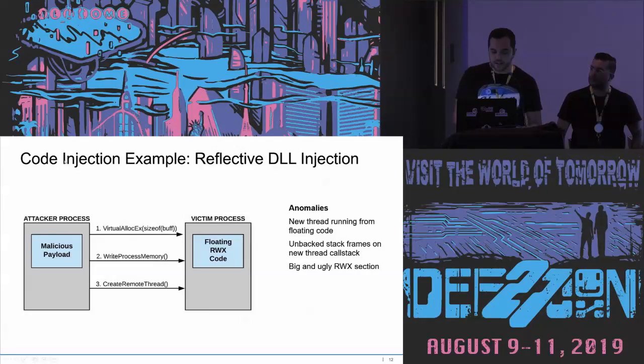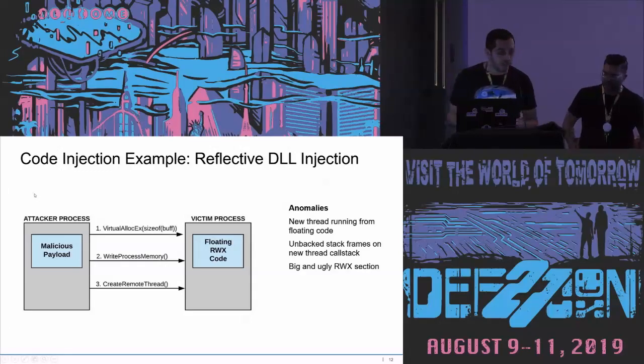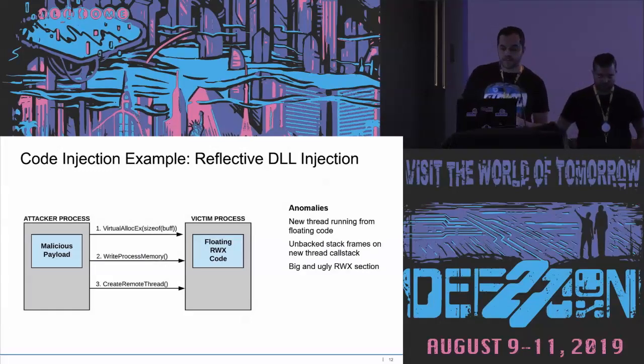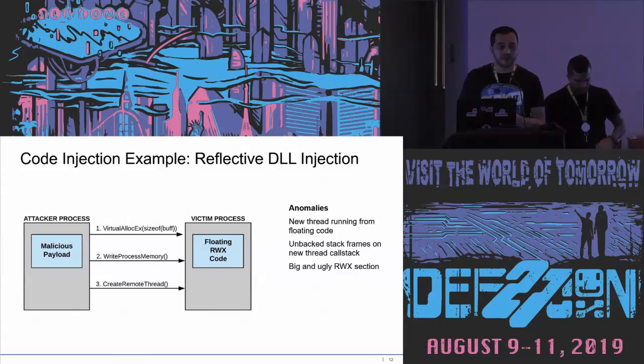The important thing here is that the anomalies that this technique will introduce within the context of the process are that after the technique is executed, you will have a new thread running from floating code, right? So there will be a new thread that was not there before, and the base address of that thread will be a memory region marked as read, write, execute, which is not backed by a module on disk. Then if you look into the call stack of that thread, there will be stack frames that are not backed by a symbol on one of the modules on disk.